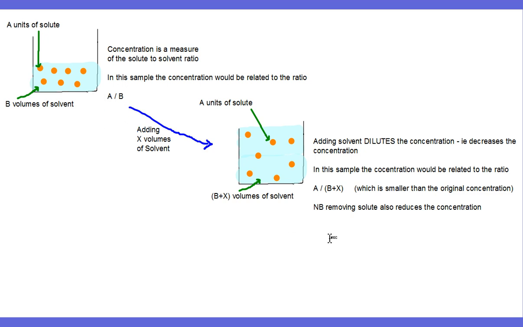Now another way of reducing the concentration or diluting is you can remove solute. If I took out some of these solute atoms from this mixture up here, that would also reduce the concentration or dilute the mixture. But usually when we say dilution, we mean adding some solvent. So adding solvent decreases the concentration or dilutes the mixture.